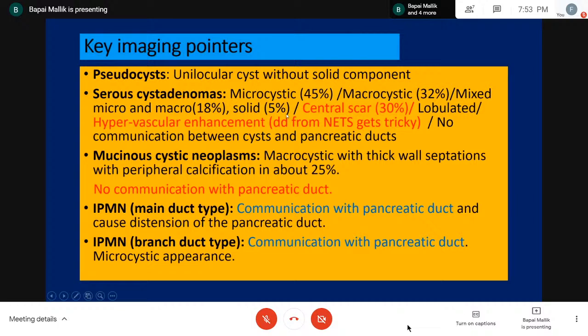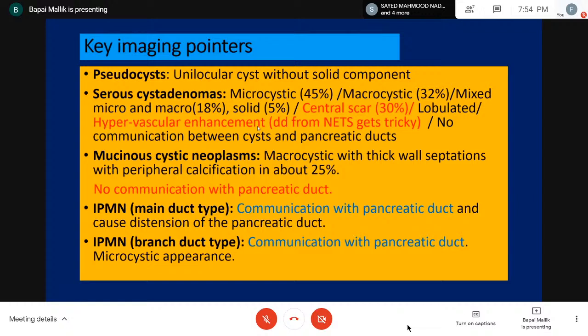there can actually be 5% solid serous cystadenomas. The central scar, which is a very, very well-known finding, is present in only 30% of the cases, so 70% of the cases will not have a central scar. They are lobulated, and they can have a hypervascular enhancement, as a result of which they can become difficult to differentiate from neuroendocrine tumors, which can also have hypervascular enhancement. So it may be difficult.